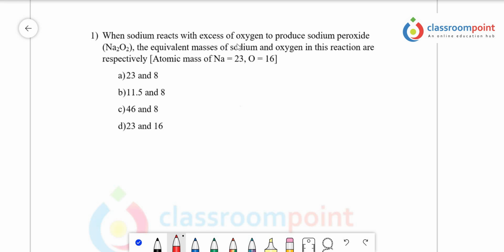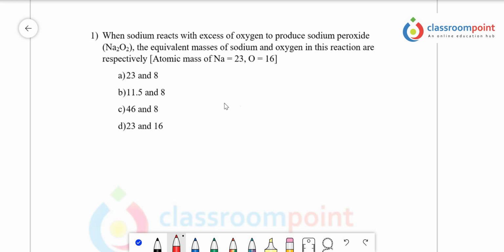Now here there is a question. When sodium reacts with excess of oxygen to produce sodium peroxide, the equivalent masses of sodium and oxygen in this reaction are respectively. So some different options have been given over here.